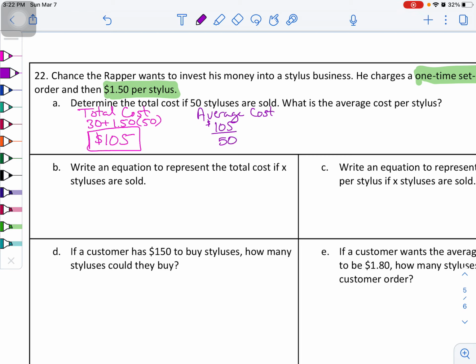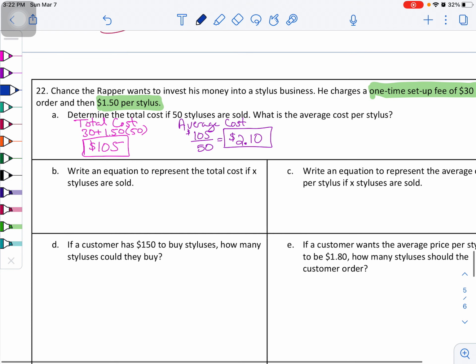Average cost per stylus. So now I'm going to take the total cost of $105 and divide by the 50 styluses that we created. So 105 divided by 50 is $2.10. All right, so that's part A.